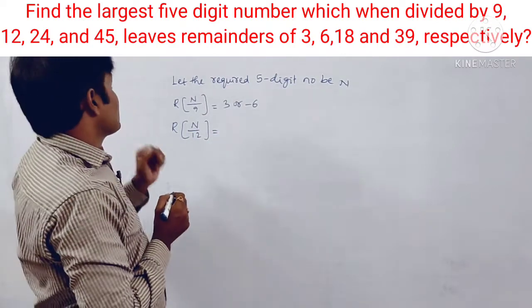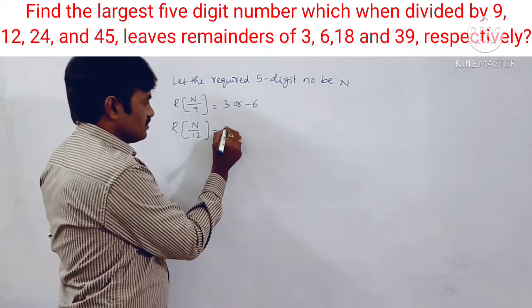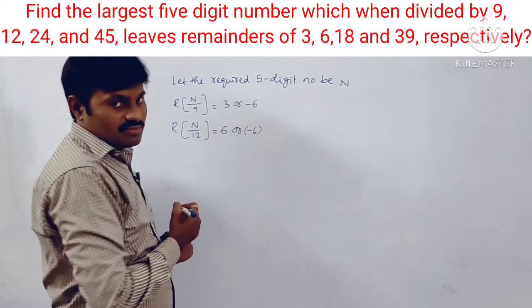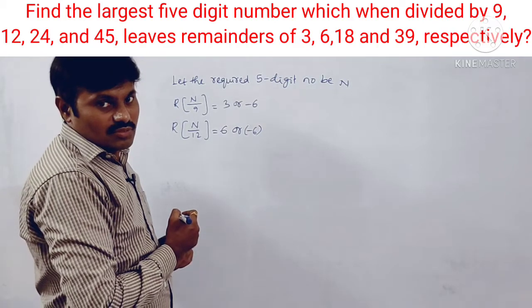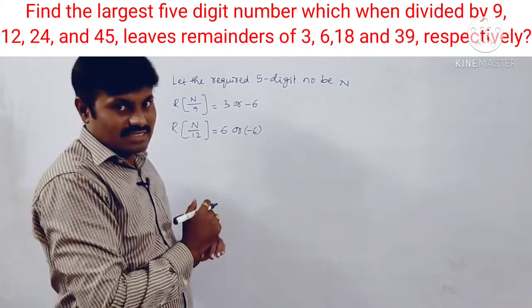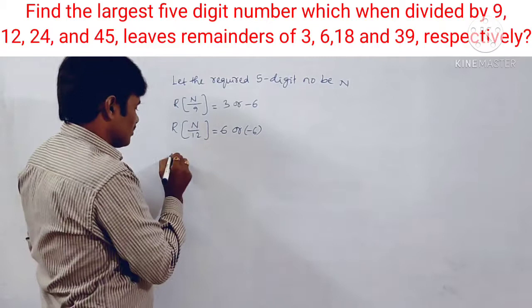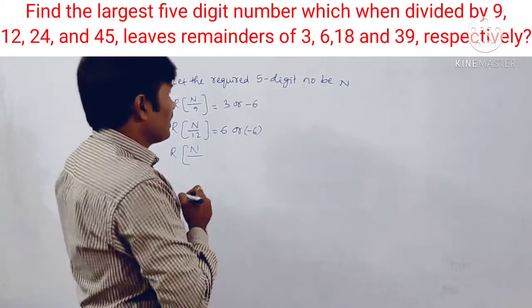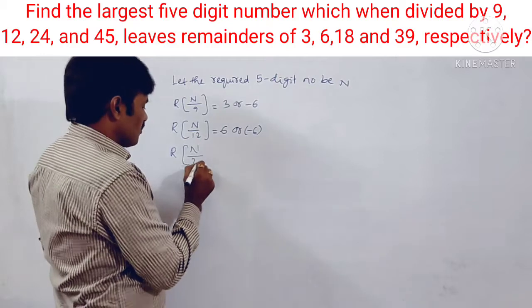In this case, what is the remainder? 6. Okay. How much is less here? That also minus 6 here also. Okay, so minus 6 is less to this number actually. So again, remainder when n is divided by the third divisor is 24.